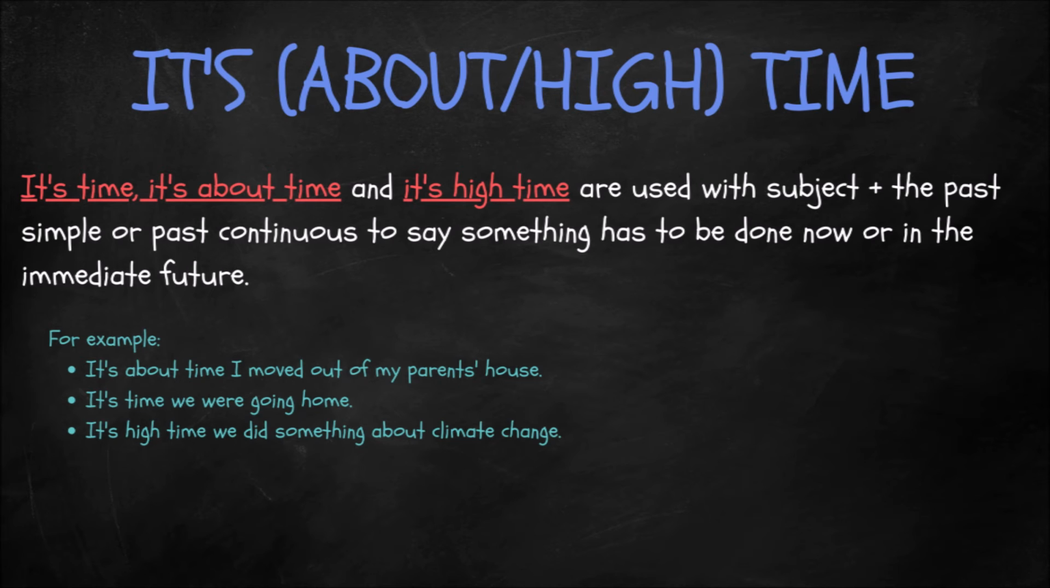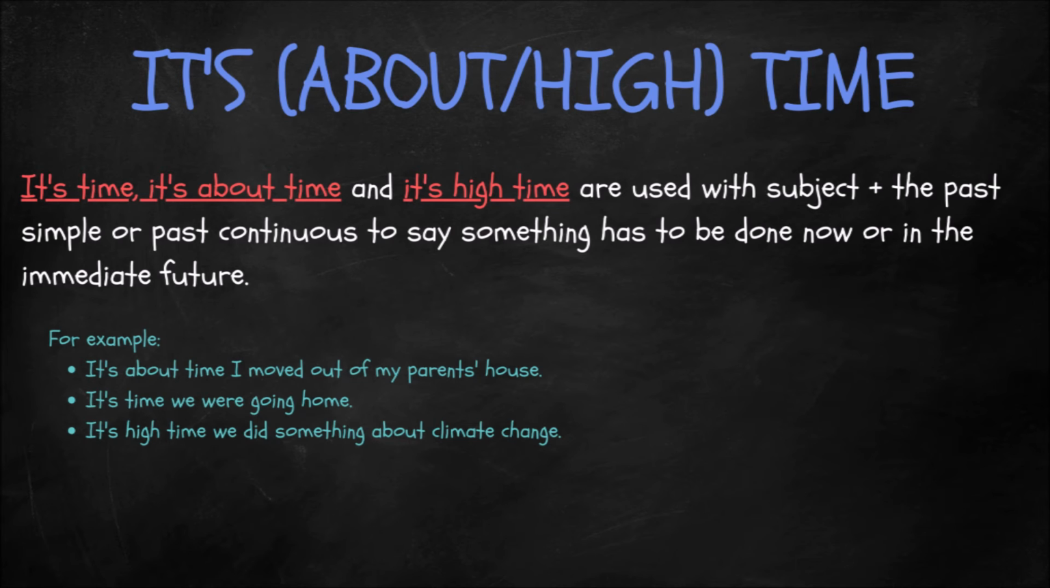For example, it's about time I moved out of my parents' house. It's time we were going home. Or it's high time we did something about climate change. I would say this construction is really important to know. It's great for everyday English, but also if you're planning on taking any of the exams, this construction might come up in, for example, the use of English in the Cambridge exams, or it's a really great one to try and work into your speaking exam as well.